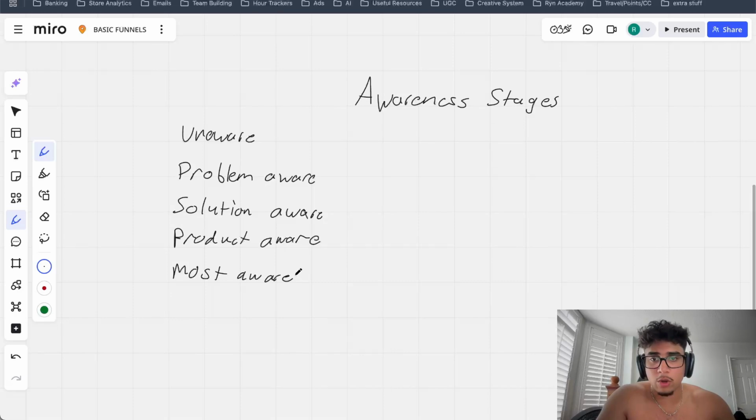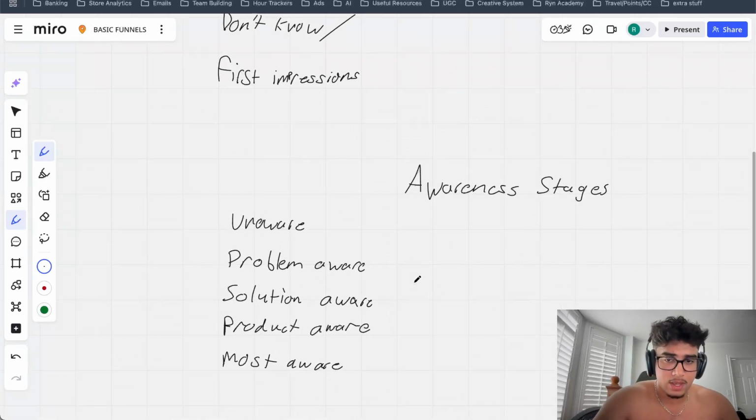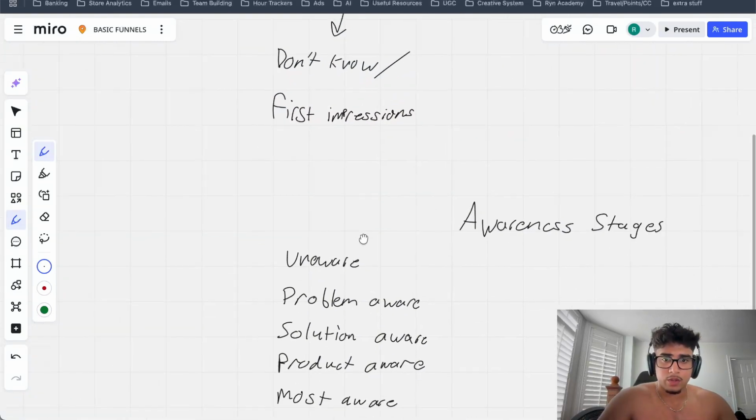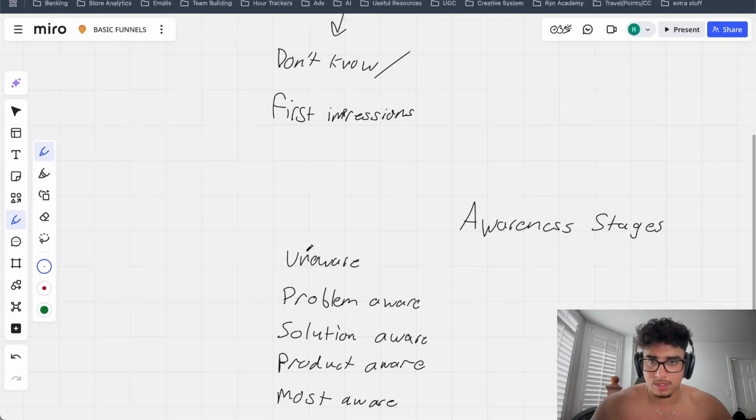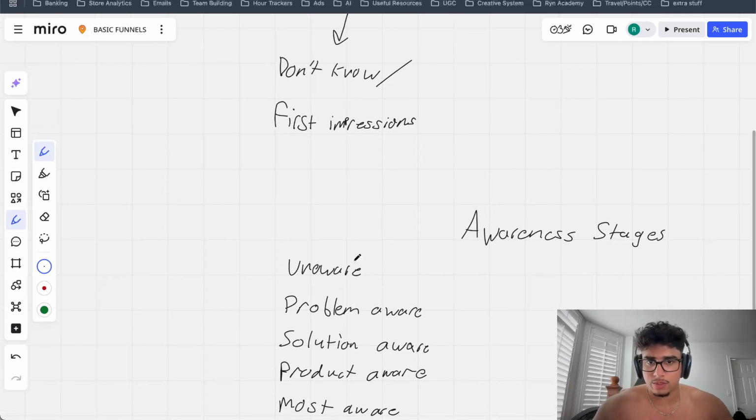Now, if you want to do your own homework and your own due diligence, you can look into these yourself. It is much more complex. But just so you understand, unaware is like they have no clue that they even have a problem. It's completely unrelated to their problems, to your product, nothing. It's just completely random. It's very hard to make these type of ads, so you'll probably never really use this.